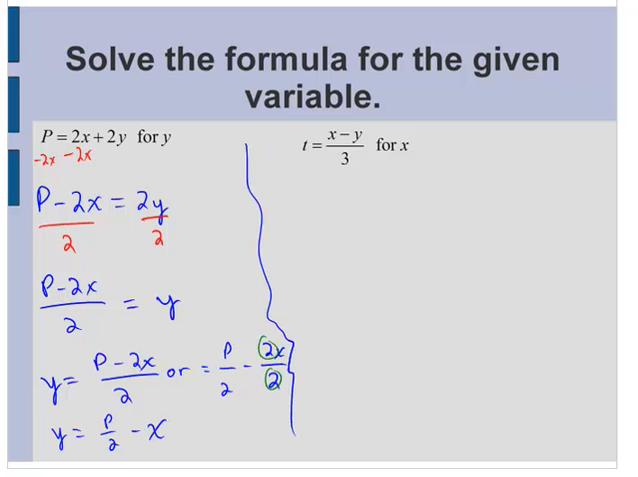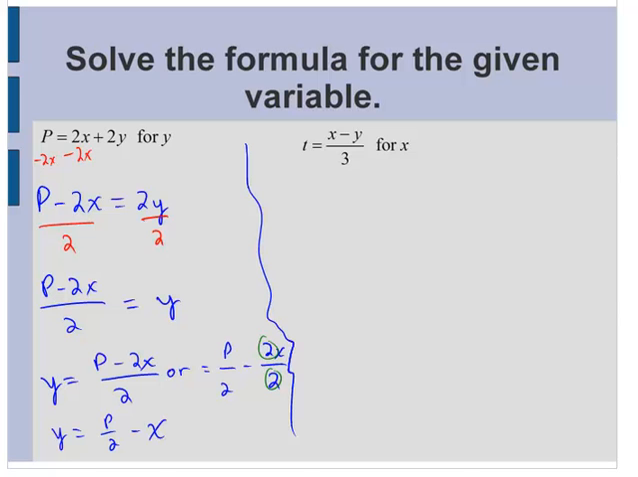All right, why don't you try the other one on your own? We're given the formula t equals x minus y all over 3, and we're asked to solve for x. Okay, so what's happening to x? Y is being subtracted from it, then we're dividing by 3, and the result is t.